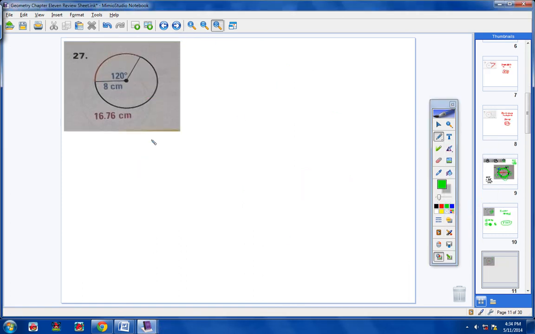Okay, number 27, going a little faster. First of all, let's find the circumference. Circumference equals, you can actually use pi d also, so you're welcome to use 2 pi r. That's totally acceptable. Or you can use pi d. I'm going to use pi d this time.